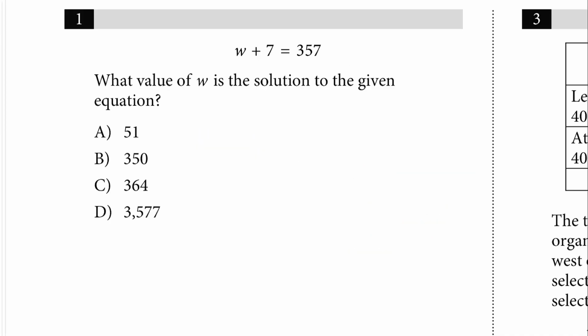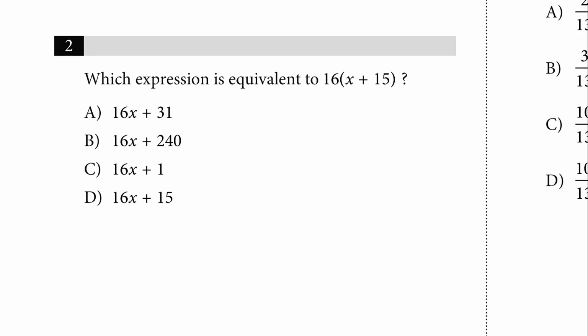W plus 7 equals 357. What value of W is the solution to the given equation? So here we're just going to subtract 7 on both sides, so our answer is B. Which expression is equivalent to 16 times x plus 15? So we're going to get 16x, and I don't even have to multiply those two to see that the product is going to be 240.